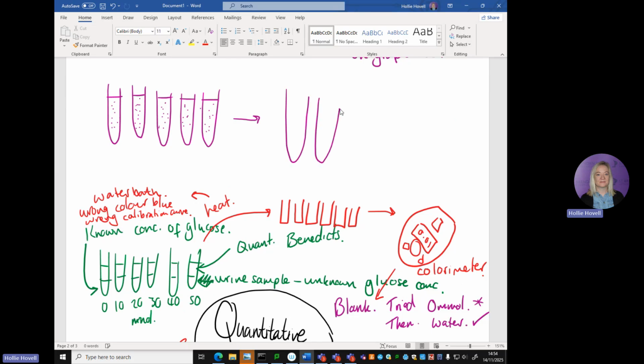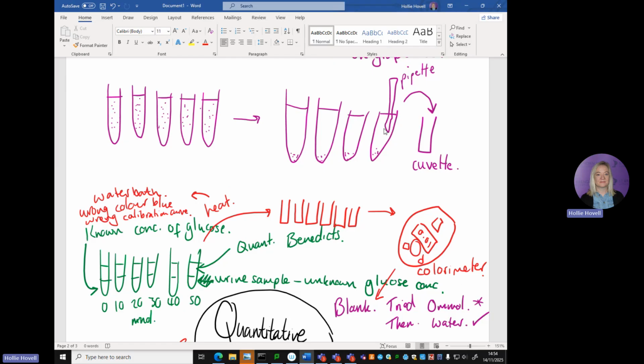After a while that precipitate settled to the bottom and you were left with a clear liquid at the top. Then you wanted to pipette that clear liquid. That doesn't look like a pipette, but you want to take that clear liquid and put it into the cuvette. So you were using a pipette to transfer that liquid into the cuvette, which is the little plastic square pot that you put into the colorimeter.